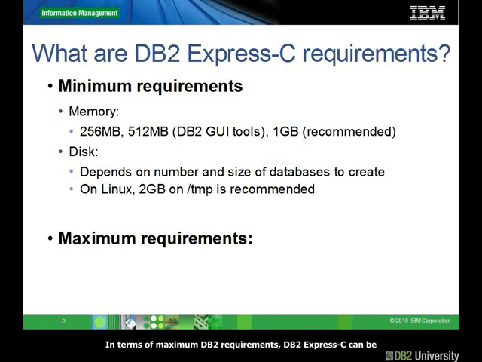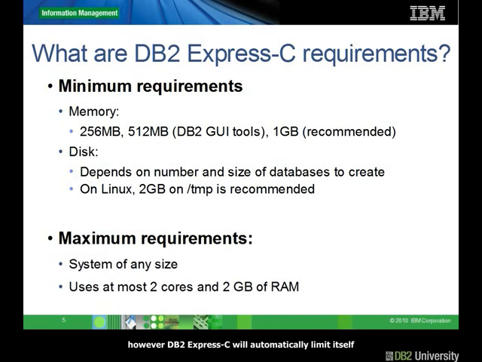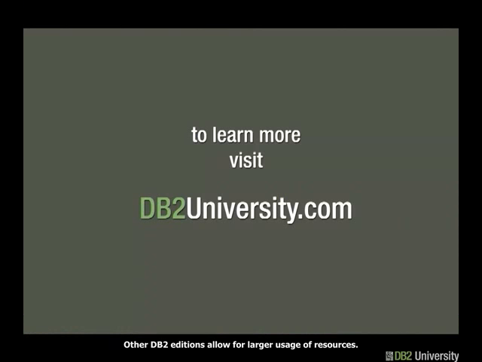In terms of maximum DB2 requirements, db2express-c can be installed on a system of any size. This means the system can be very large, for example 16 CPU cores and 32 gig of RAM. However, db2express-c will automatically limit itself to use 2 cores and 2 gig of RAM. Other DB2 editions allow for larger usage of resources.